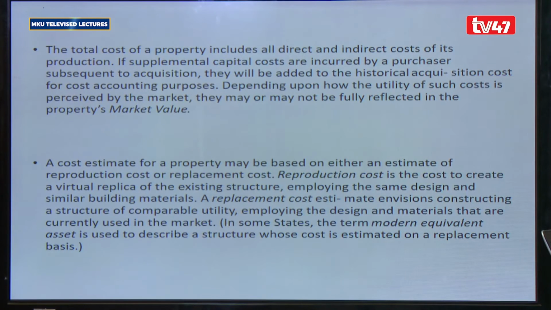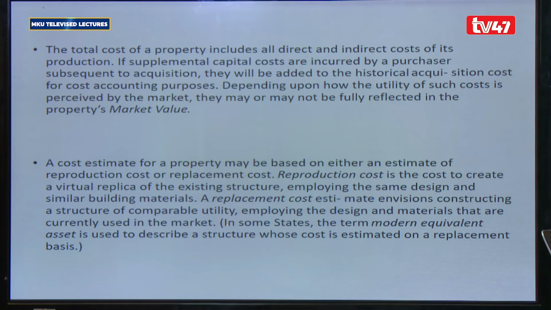The total cost of a property includes all indirect costs and direct costs of its production. So if you're talking about costs of a property, you have to look at the direct and indirect costs of its production. And if supplemental capital costs are incurred in the purchase, subsequent to the acquisition, they will be added to the historical acquisition cost. For cost accounting purposes, depending upon the utility of such costs as it is perceived by the market, they may or may not be fully reflected in property value. So costs may or may not be fully reflected in property value.